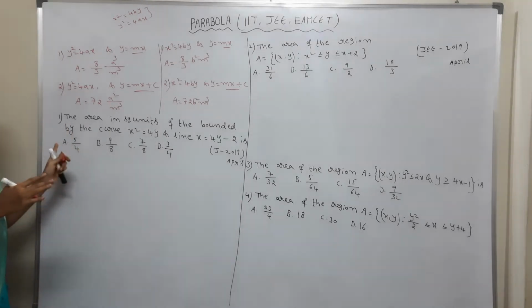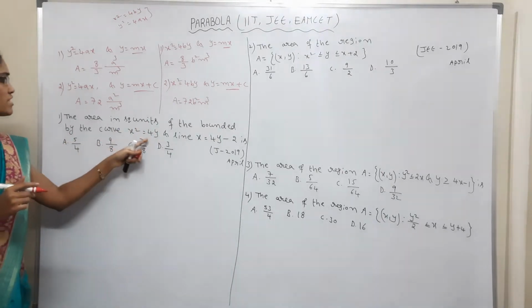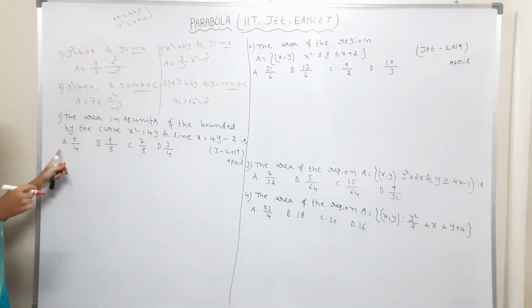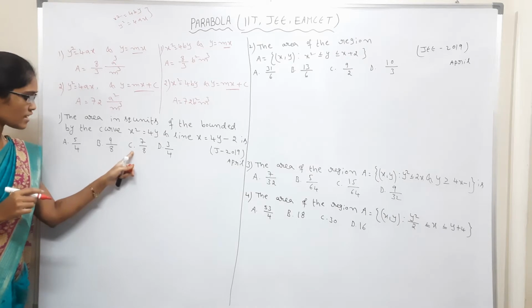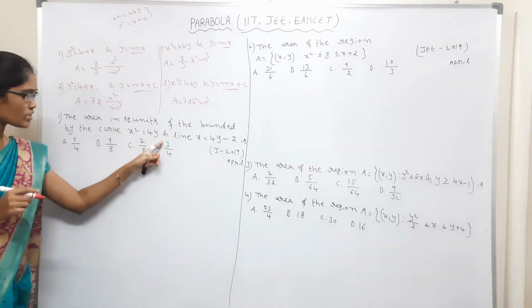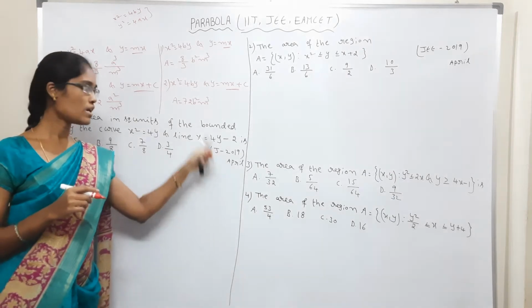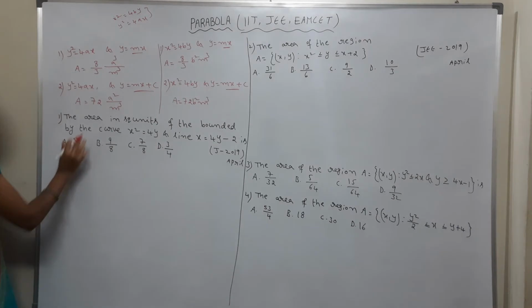Okay. See the first question. The area in square units bounded by the curve x square is equal to 4y and the line x is equal to 4y minus 2 is: the first option is 5 by 4, the second option is 9 by 8, the third option is 7 by 8 and the fourth option is 3 by 4. This is the JEE April 2019 question. Okay. Now, first see the forms.